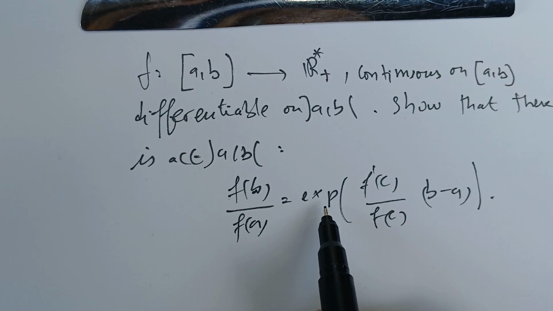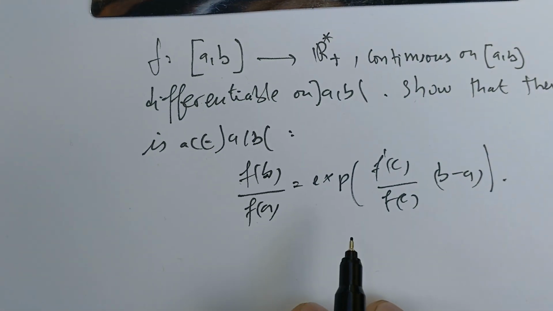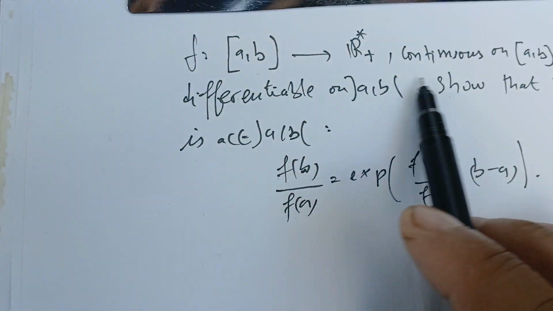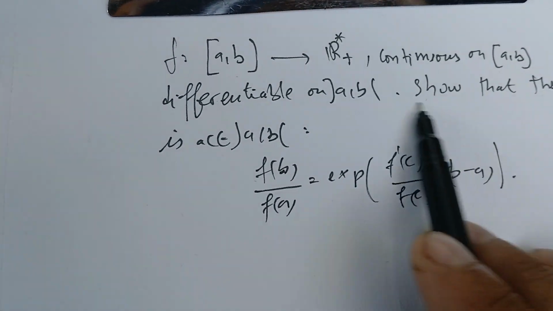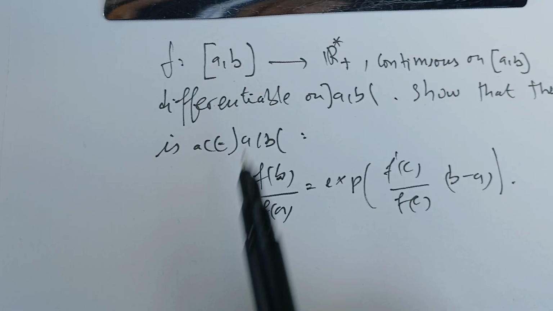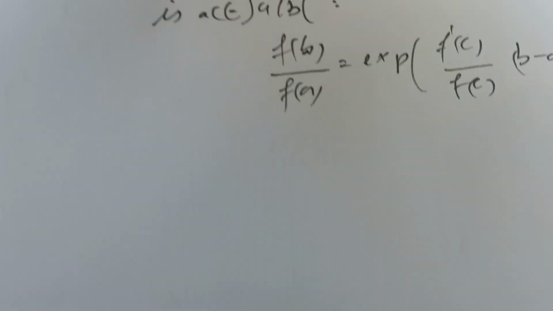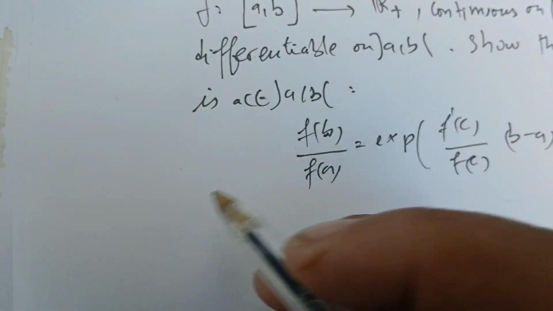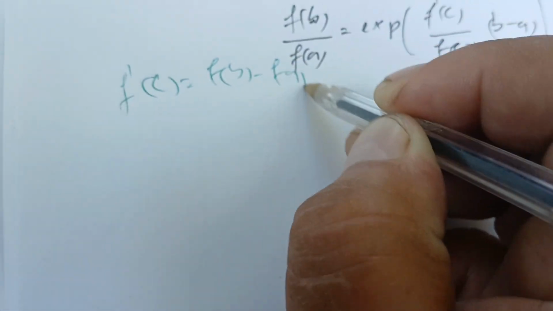This problem requires the mean value theorem for derivatives. We see here that these are the conditions that we need to apply the mean value theorem. But to apply it, we need to change this function here. The mean value theorem states that under these conditions, there is a c such that f'(c) is (f(b) − f(a)) over (b − a).